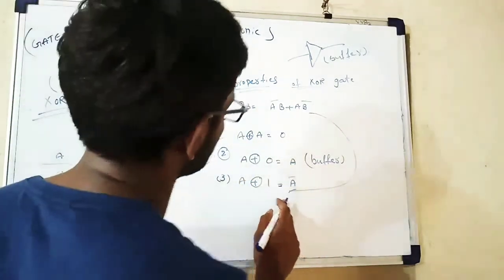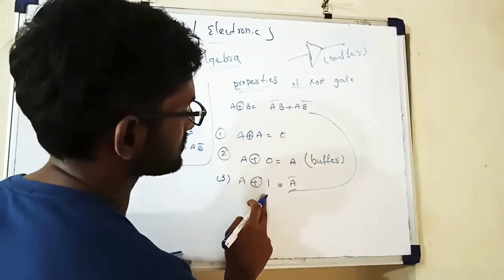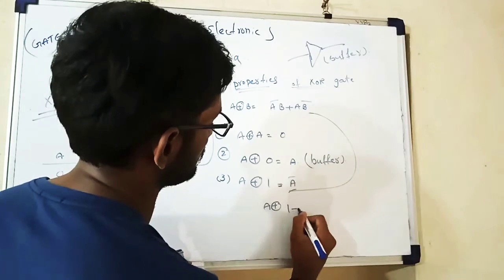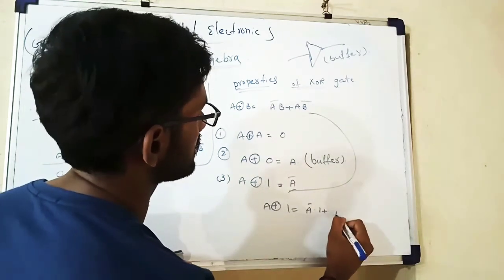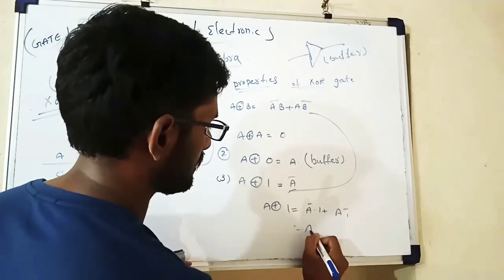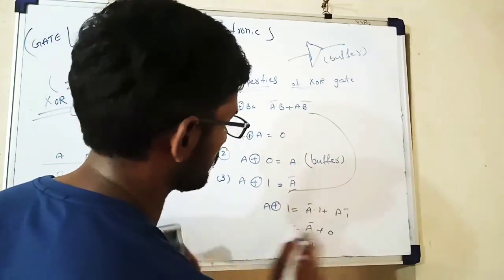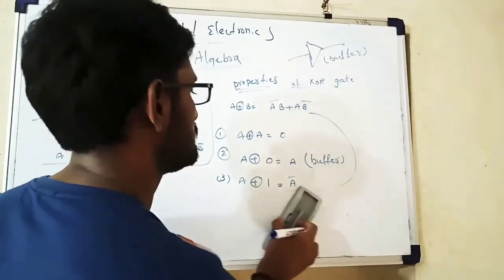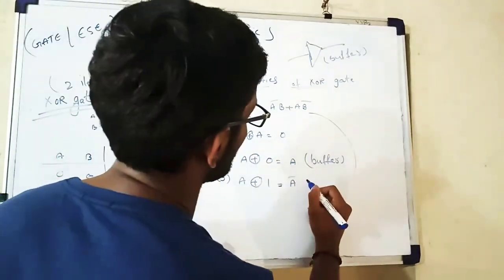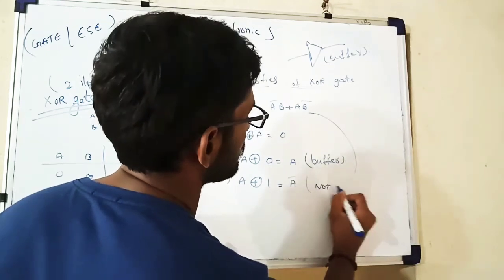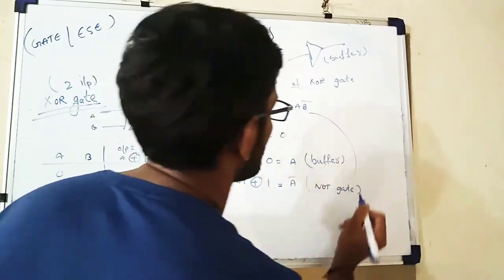And the next one is A XOR 1, which is nothing but A complement. Similarly, we can find this the same as that of the buffer. Here I am writing B as 1 now. A bar into 1 plus A into 1 bar. 1 bar is 0, and 0 into A is 0. It's equal to A bar. That means we can realize the NOT gate and buffer by using the XOR gate.